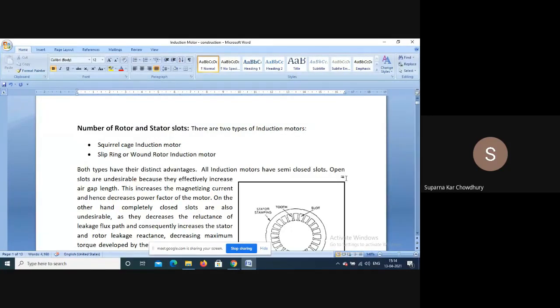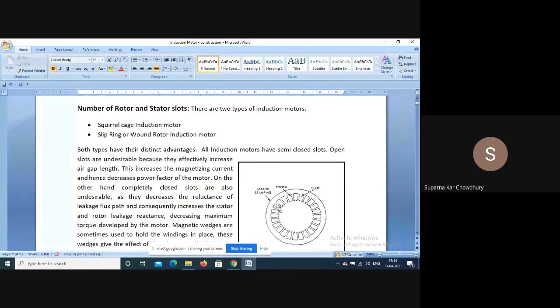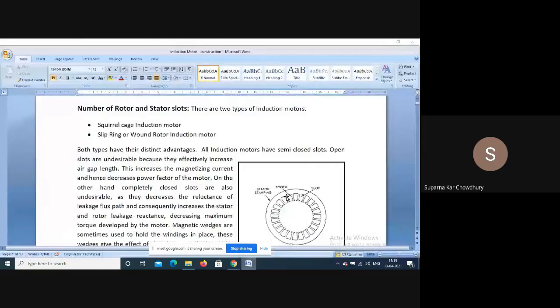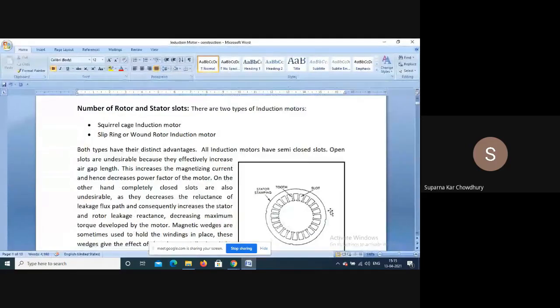Now, for both cases, the stator construction is similar. This shows the stator lamination of an induction motor. The stator is laminated because the supply is AC, so the flux is AC, so there will be eddy currents and their loss, which is inherent with an alternating magnetic circuit. So the stator is laminated.